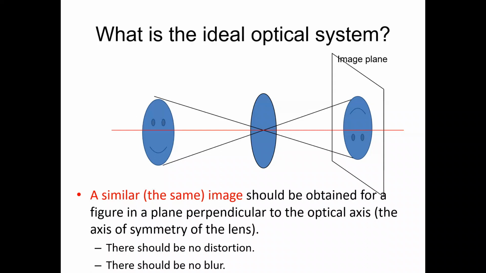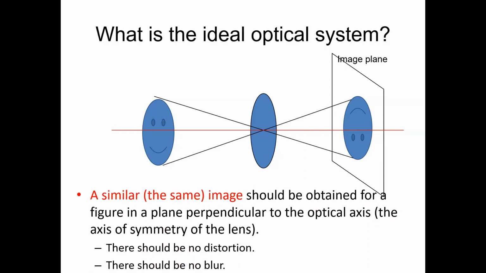So the ideal system is this: there is some scene here, and then the lens. If the lens can reflect all the scene as it is to the image plane, that's the ideal situation. It looks very simple, but it is very difficult. I will explain why it's so difficult, but the idea itself is very simple.